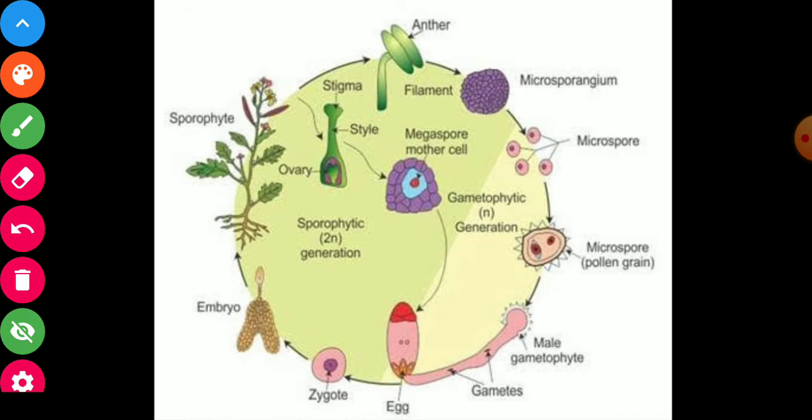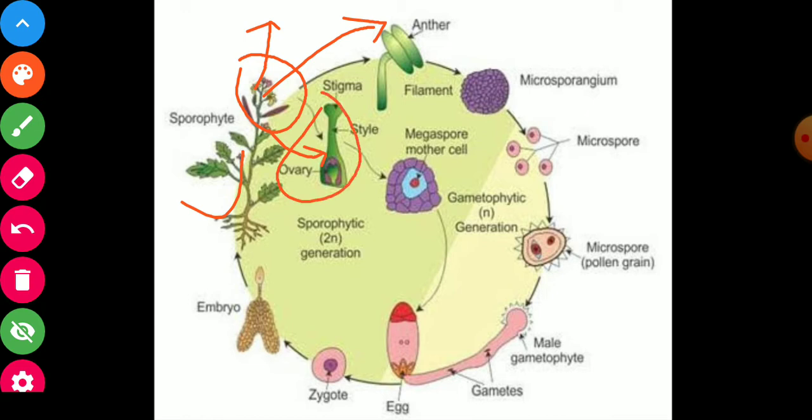This is the life cycle of angiosperm, very important. See here, the main plant body is sporophytic, and on it is the gametophytic condition, the gametophyte part, which produces gametes. Male and female gametes are produced in this part. Male gametes are produced in the anther, and the stigma, style, and ovary are the female part of the flower.